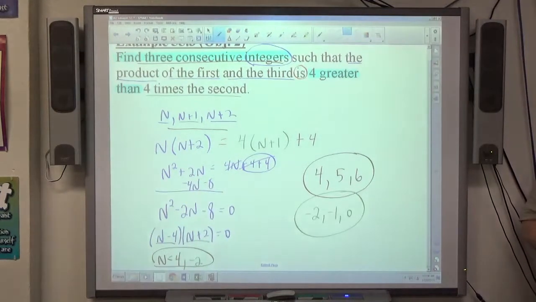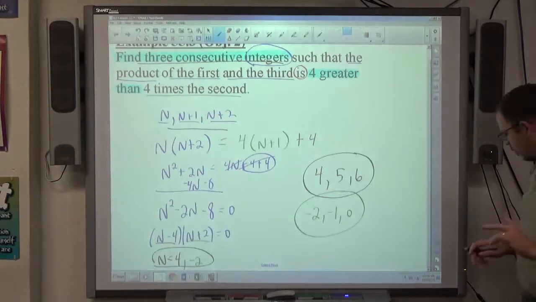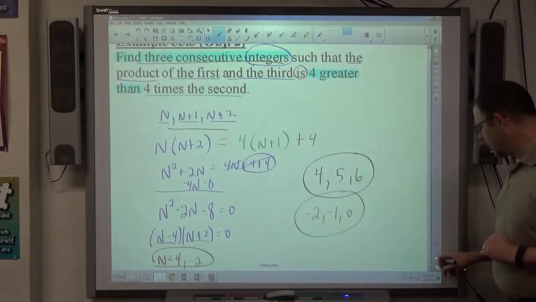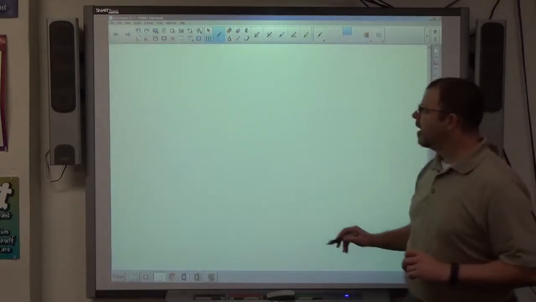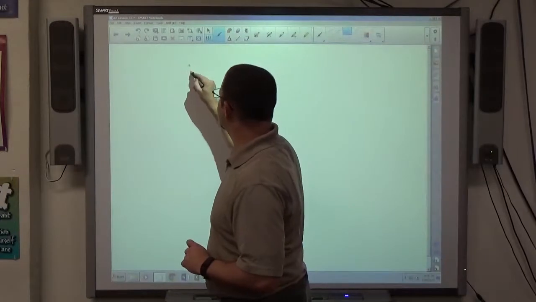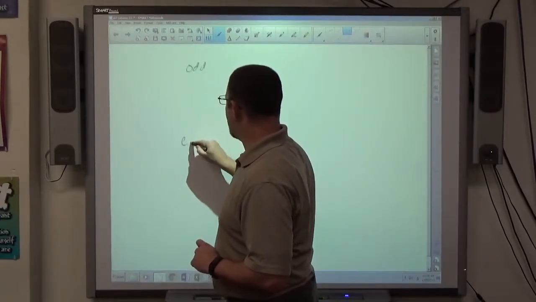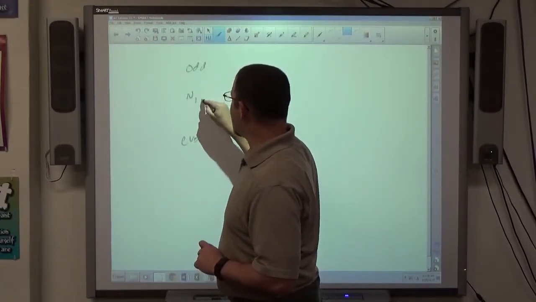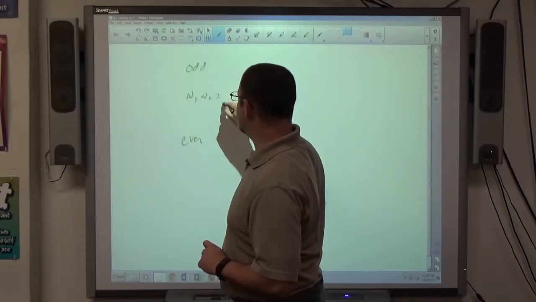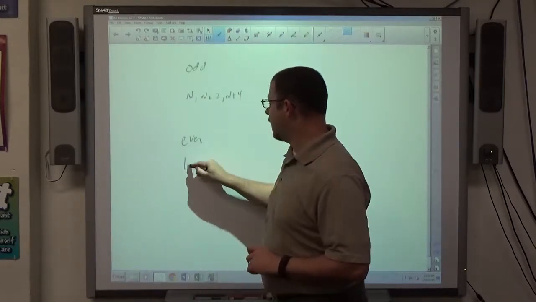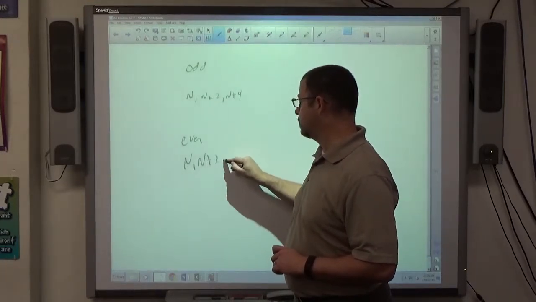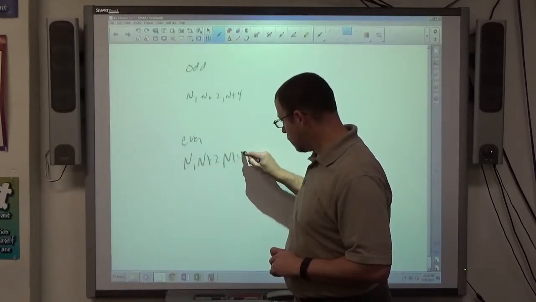All right? Now, let me just throw one extra thing out at you because I know it's going to happen in the homework here, I think tonight. If it says consecutive odd or consecutive even, it's n plus 2, n plus 4, right? And this is still n plus 2, n plus 4? We recall that, right? Yeah.